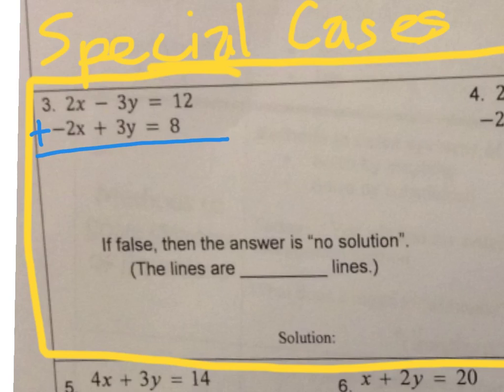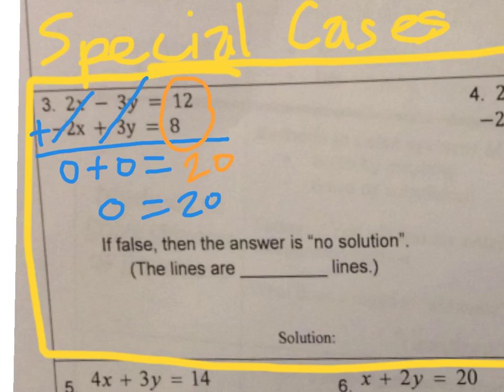2x plus negative 2x will cancel out. Well, actually, negative 3y plus a positive 3y will also cancel out because the y's are also opposite coefficients. So we get 0 plus 0, then we bring down our equals, and then the 12 plus positive 8 equals 20. Now simplify. 0 plus 0 is 0, and bring down your equals 20.